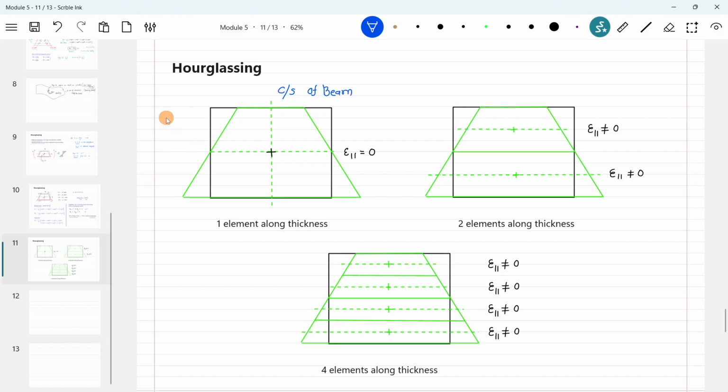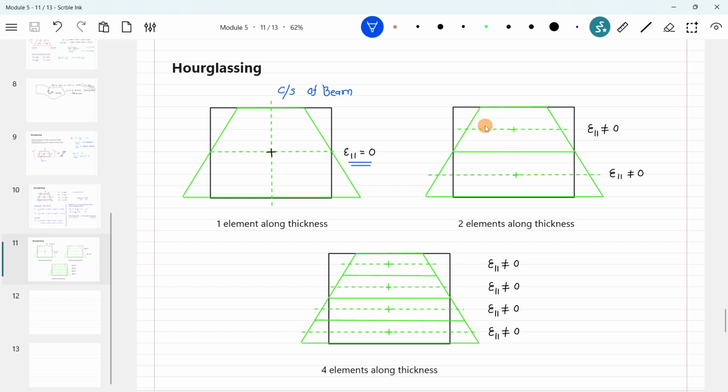So if we have only one element along the thickness of the beam, as we have seen, the bending strains are 0. What if we mesh with two elements along the thickness? So this upper green one and lower green one, these are two elements.